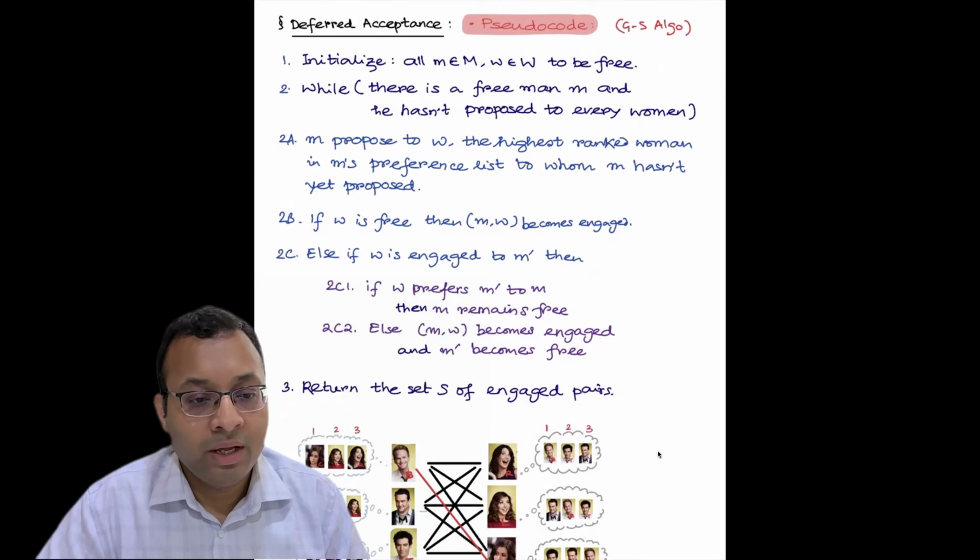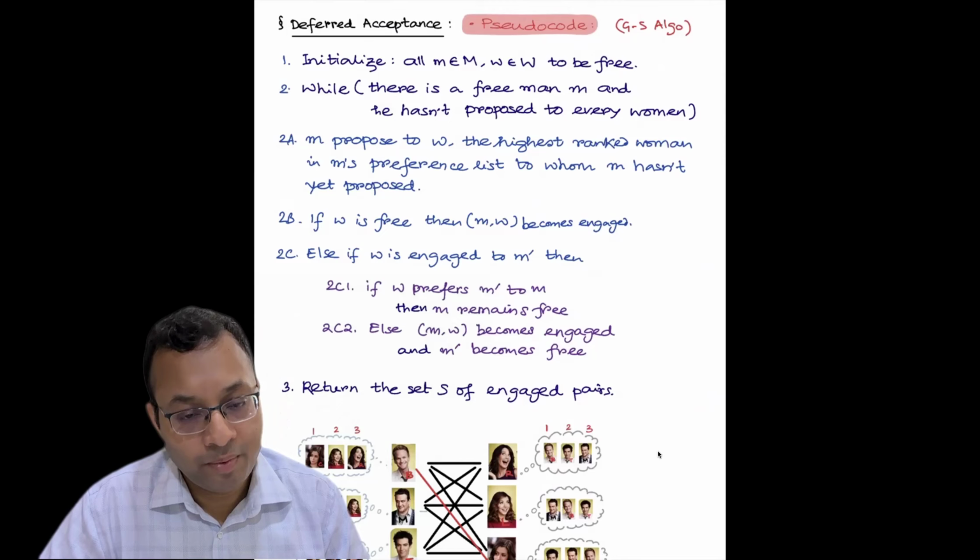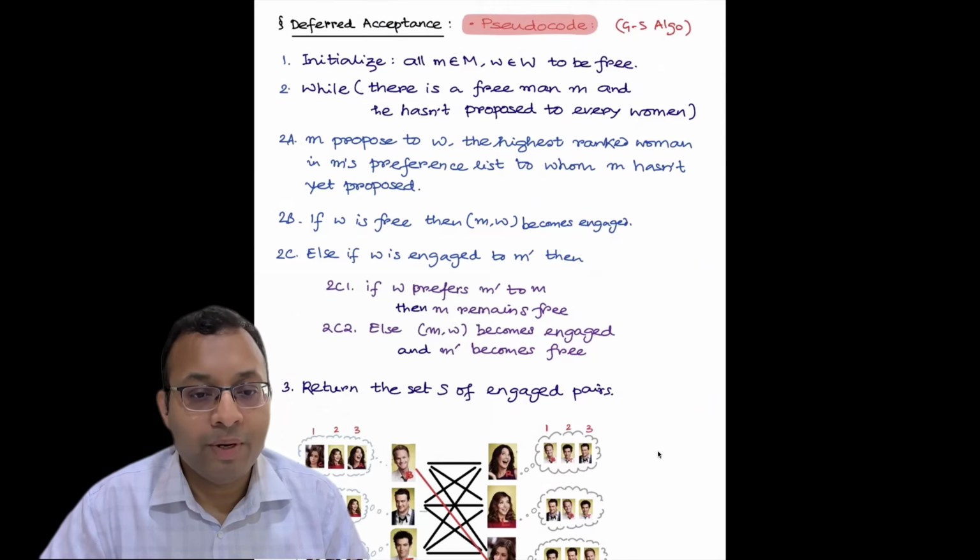If W prefers her current partner M prime over this new proposal M, then M will remain free and W will continue with M prime. But if W prefers M, the new proposal, over her current partner M prime, then the M prime and W edge will be broken, M prime becomes free and M, W become engaged.